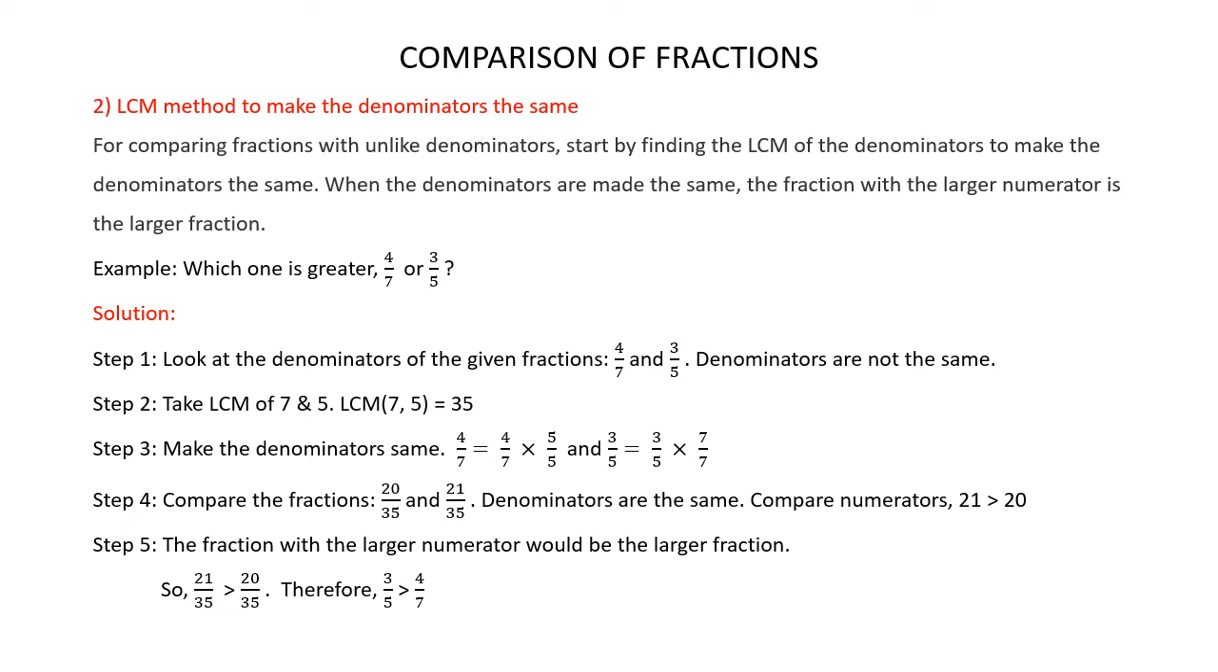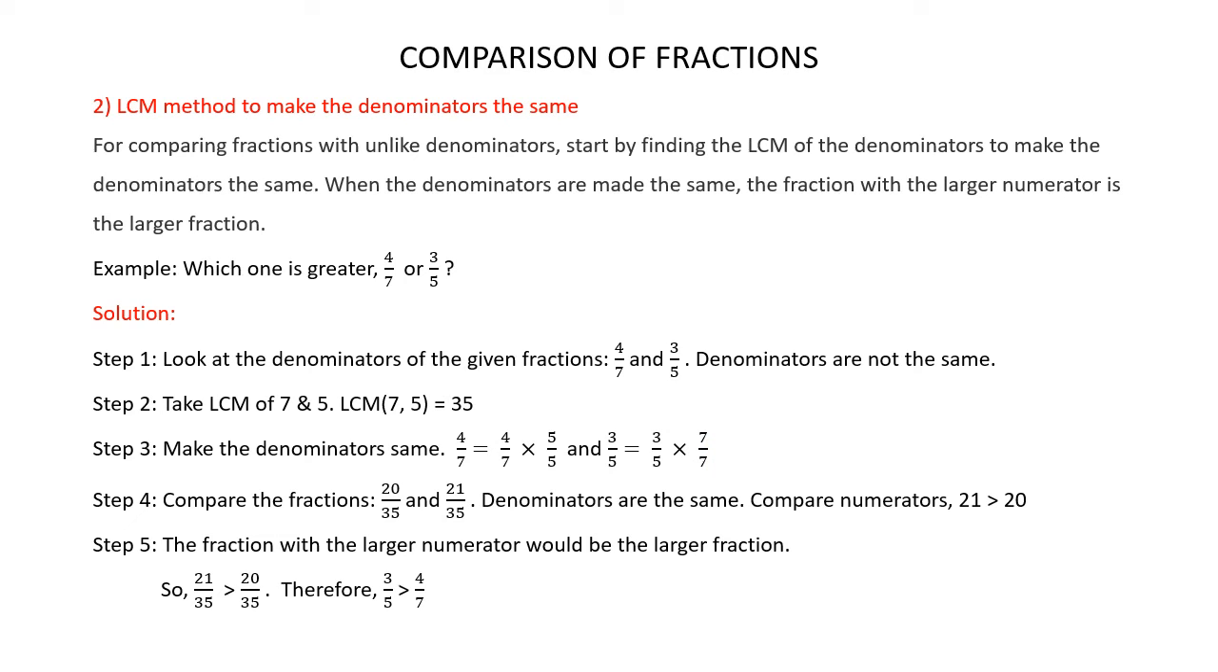Similarly, take the fraction 3 by 5. To make 5 as 35, you have to multiply 5 with 7. So 5 multiplied by 7 is 35. Multiply the numerator also with 7. So 3 multiplied by 7 is 21. So you get the fraction 21 by 35.